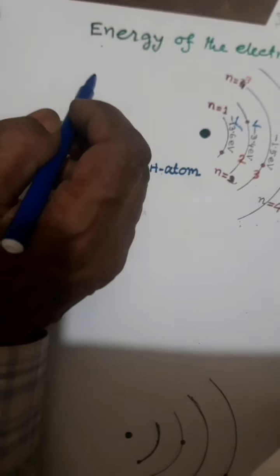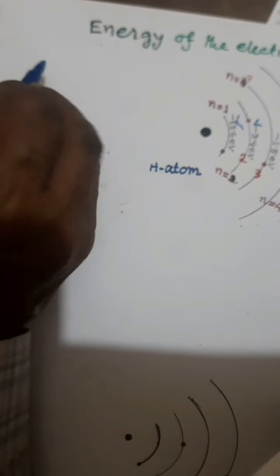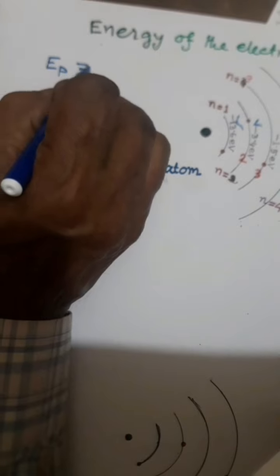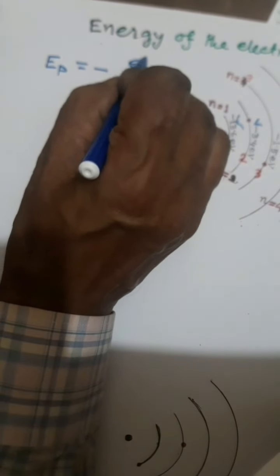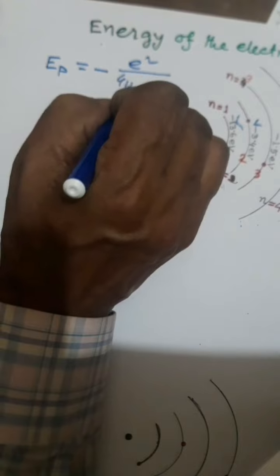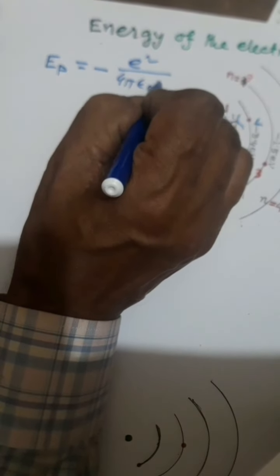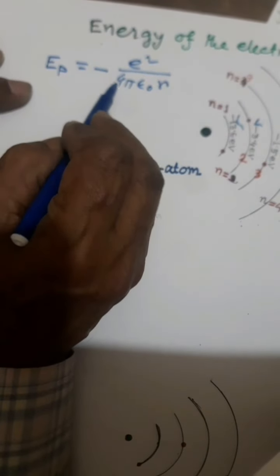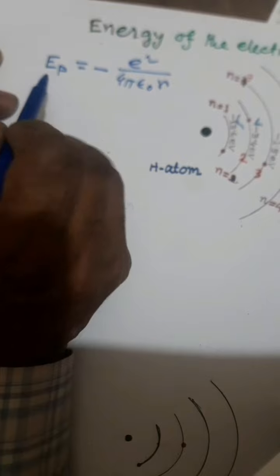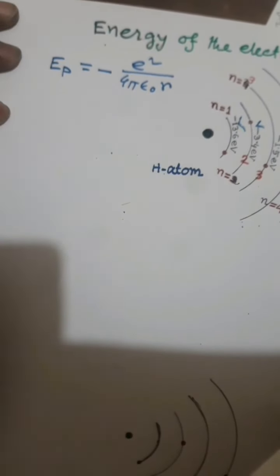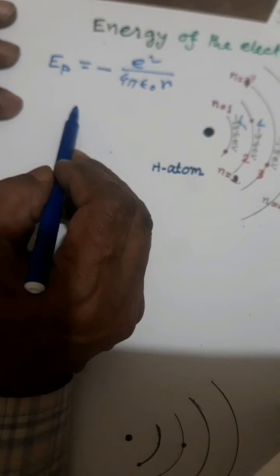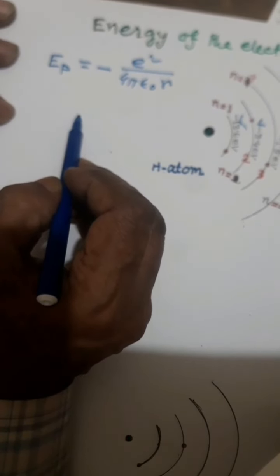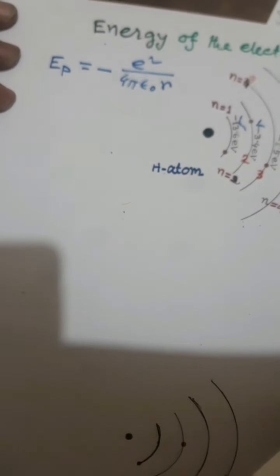The potential energy of the orbiting electron, EP, equal to minus e square by 4 pi epsilon naught r, which is negative. The negative potential energy exists in any other particle in any attractive field.